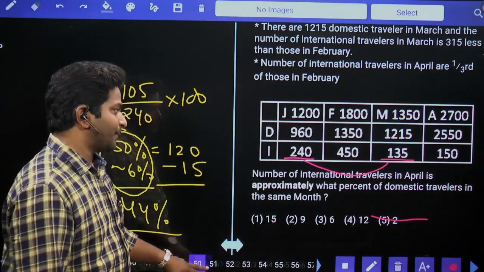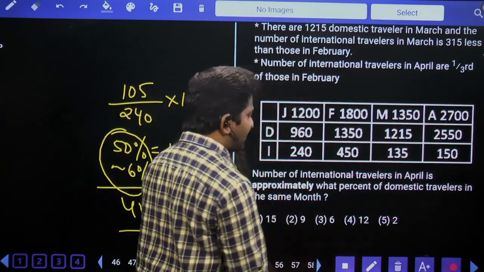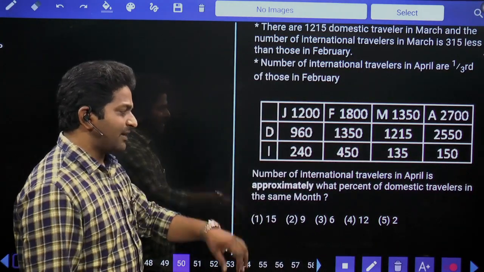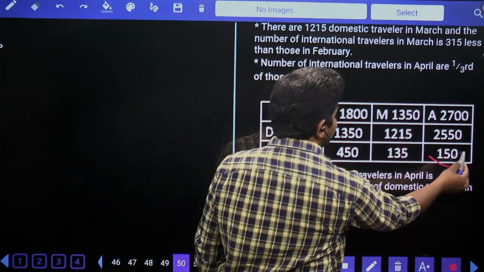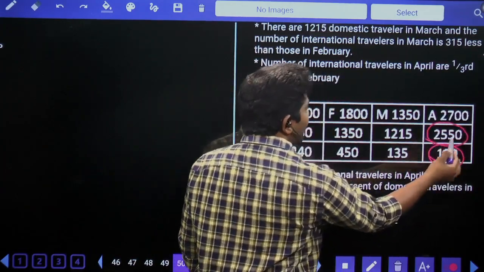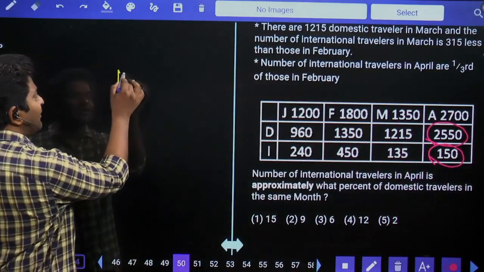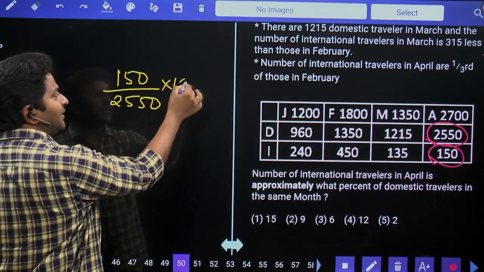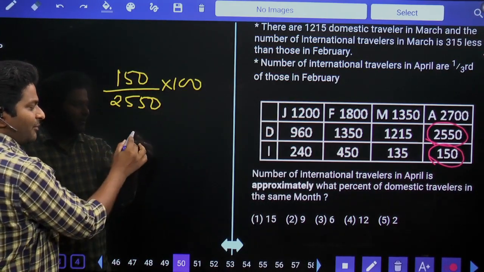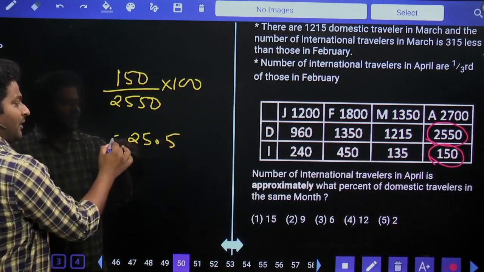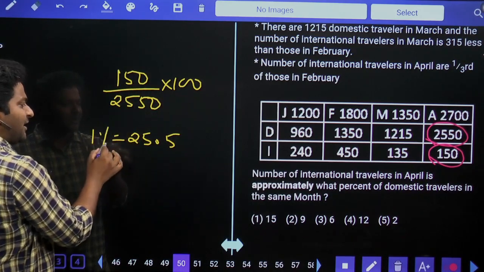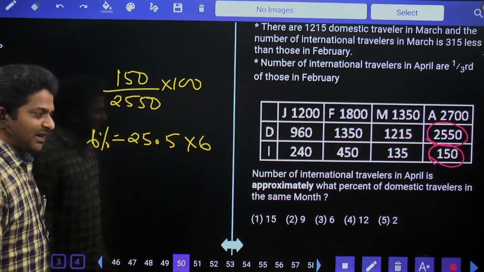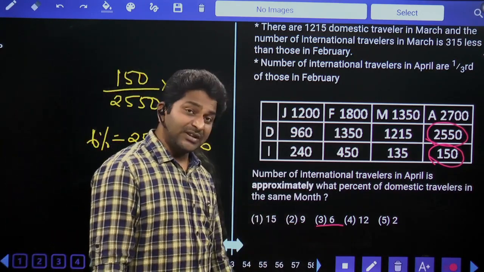43.75, fourth option answer. The number of international travelers in April is approximately what percent of domestic travelers in the same month? April month, international travelers are 150, domestic are 2550. Now we were asked to calculate 150 as a percentage with respect to 2550. Now 1% of the denominator is 25.5. To get 150, approximately we have to multiply this by 6, then you'll get 153, approximate to that. So 1% into 6, the answer must be close to 6%, third option answer.